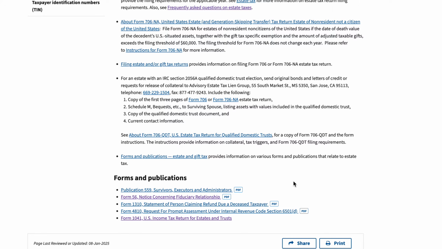So if you need to notify the IRS about a fiduciary relationship, you would file IRS Form 56. If you need to claim a refund that's due to a deceased taxpayer, that would be on IRS Form 1310. And then a request for a prompt assessment under IRC Section 6501.